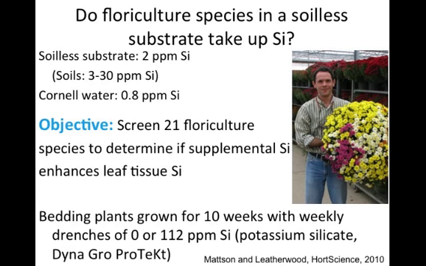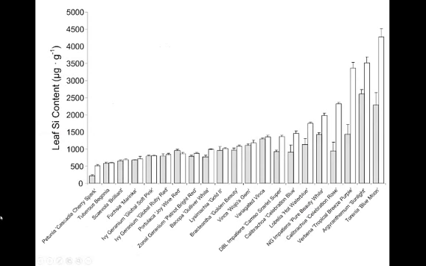Our tap water at Cornell also has a little bit of silicon as well, 0.8 parts per million, but we were giving the plants weekly drenches with 112 parts per million potassium silicate. We did that for 10 weeks, and then this chart shows us leaf silicon content. It would be in parts per million. So we have our 21 different species on the bottom, and then the shaded bars are the control plants that did not get supplemental silicon.